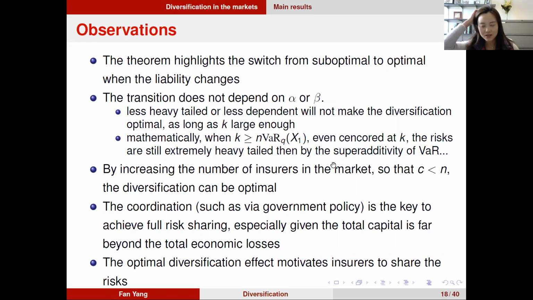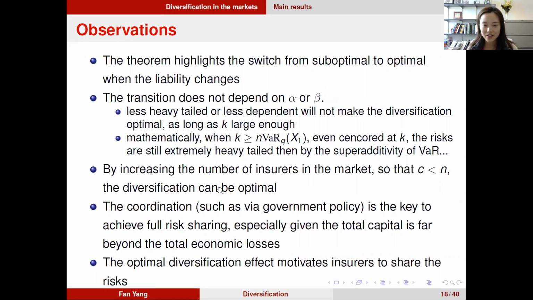And mathematically, this can be understood as K cutting off the really heavy tail part. So if K is large, then the risk is still really heavy. But if K is relatively small, then that makes the tail relatively lighter.